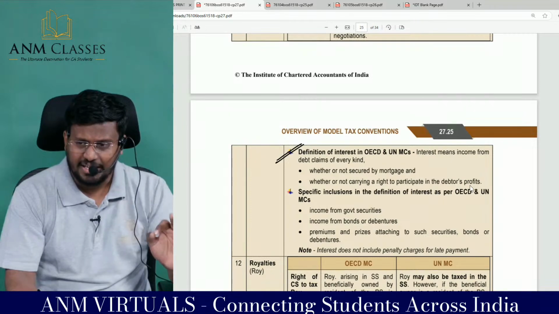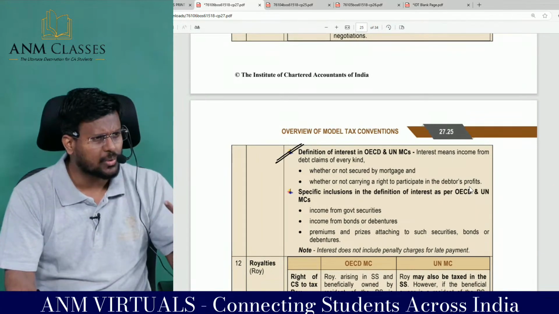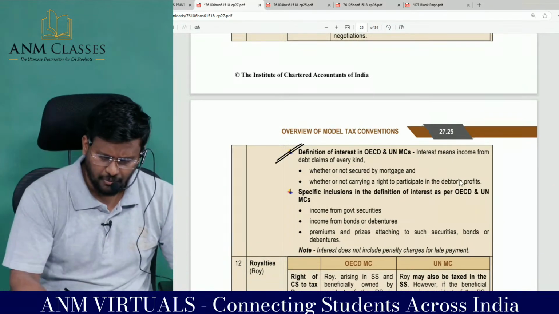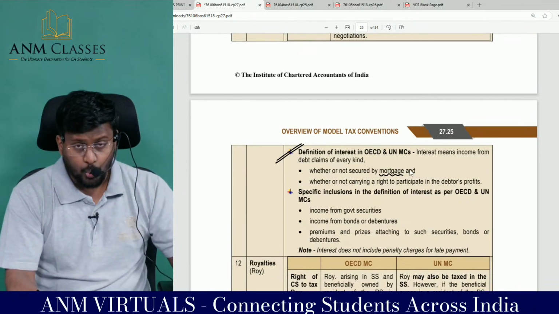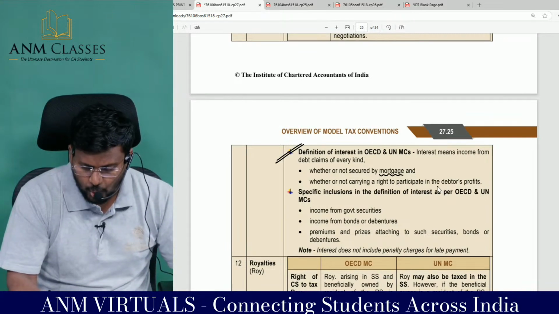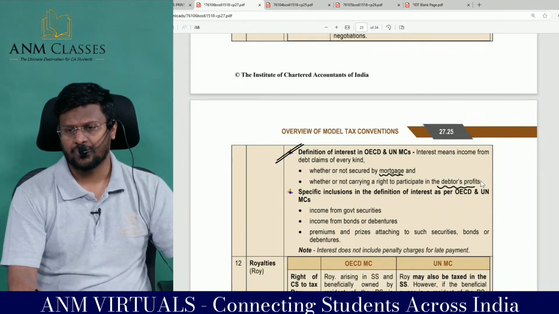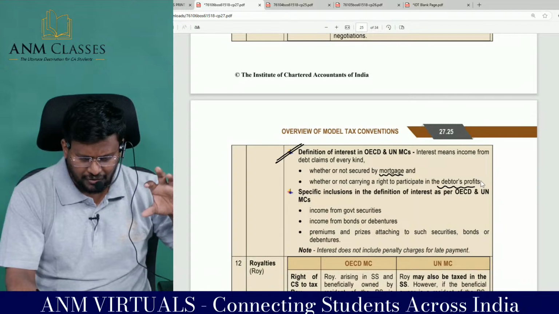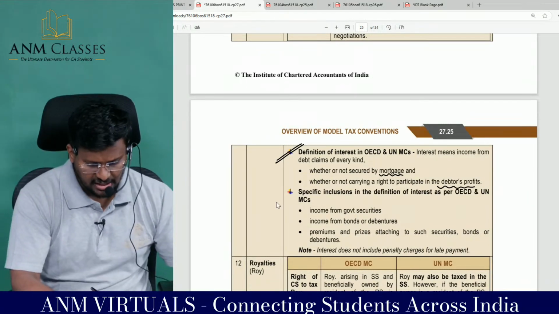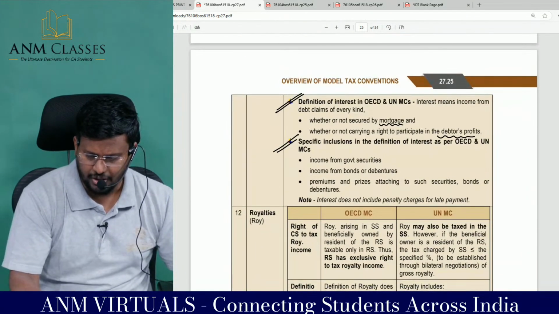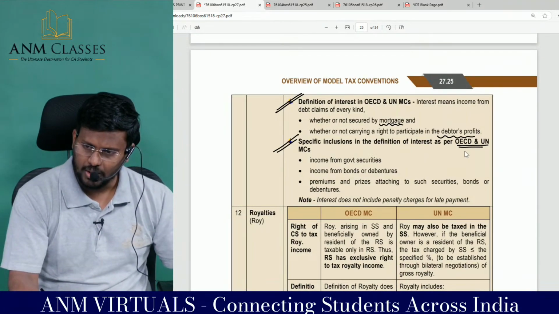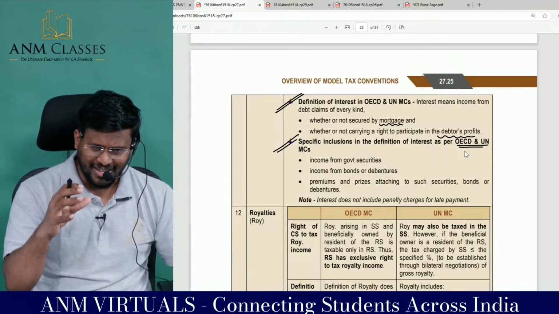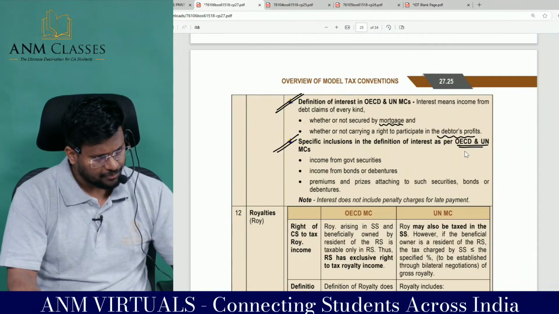Definition of interest: interest means income from debt claims of every kind, whether or not secured by mortgage, and whether or not carrying a right to participate in the profits. Income from debentures, whatever you are getting, is called interest. This is the definition of interest. Specific inclusion in the definition of interest as per OECD: income from government securities. If you are getting any income from government security, that is also interest.